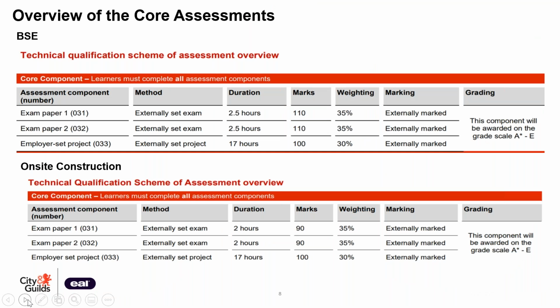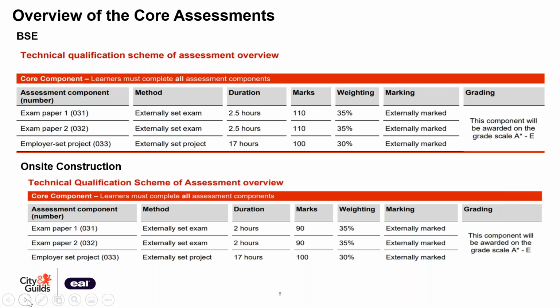I'm sure you've seen these before, but just to provide for anybody that's possibly not or new to T levels and isn't delivering them this year or intending to deliver them from September, this is an overview of what the core assessments look like. So you've seen BSE on the top. You can see straight away that there are going to be two externally set and externally marked exams that cover the knowledge from the core component. The top half is the BSE and the bottom half is the on-site construction.